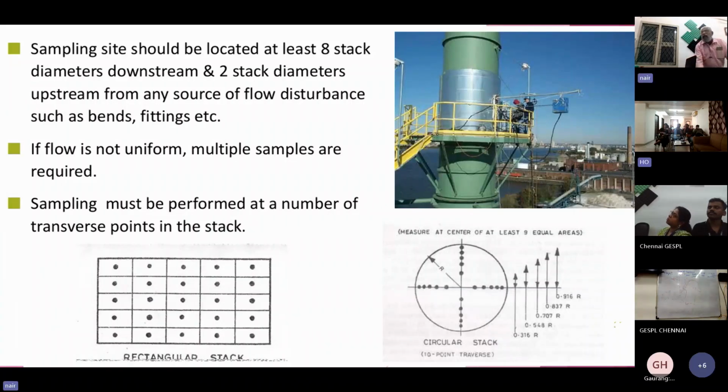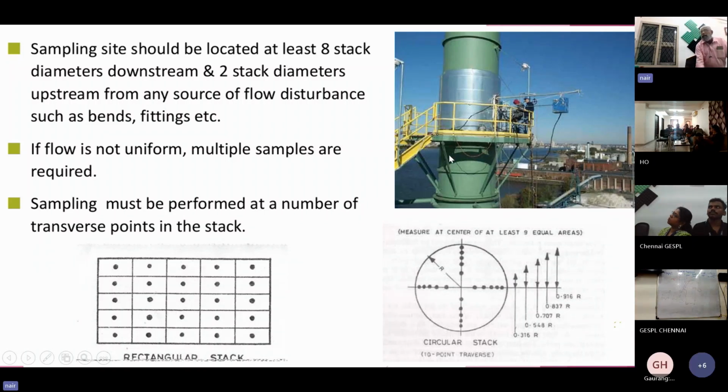This sampling is done at some levels. Stack sampling. See, some people are standing here. This is the platform for sampling. That is, the sampling site should be located at least 8 stack diameters downstream and 2 stack diameters upstream from any source of disturbance such as bends, fittings, etc.